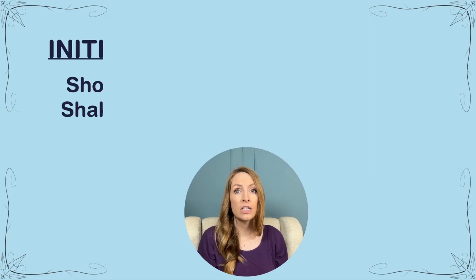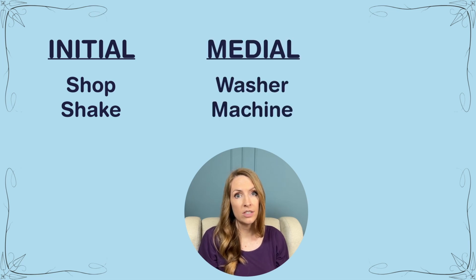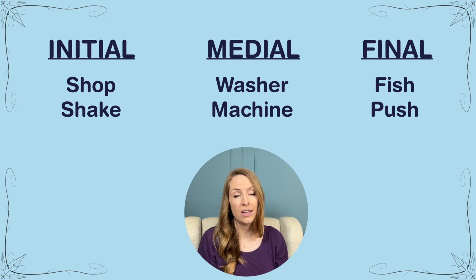As you're choosing words to practice with your child with the SH, it's important to note that the SH is going to occur in these 3 different positions. There's the initial position, or the SH at the beginning of words, the medial position in the middle of words, as well as SH in the final position at the end of words.